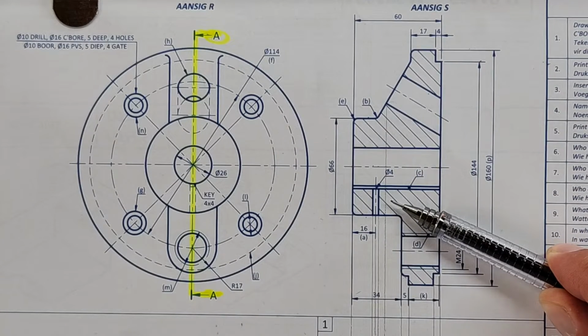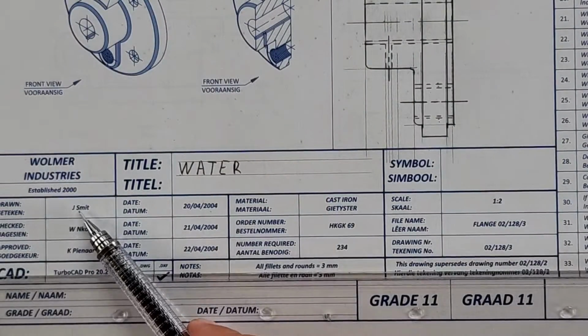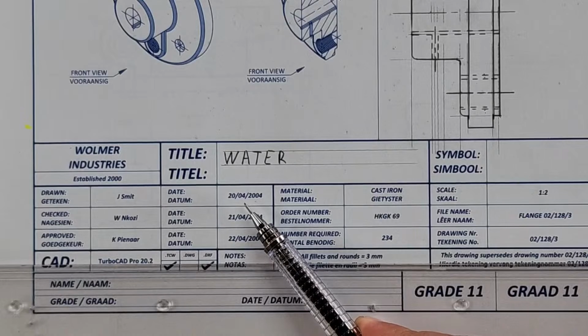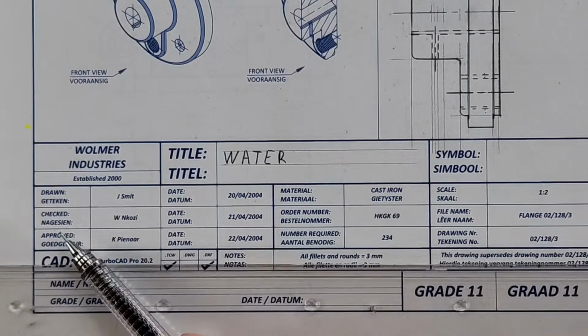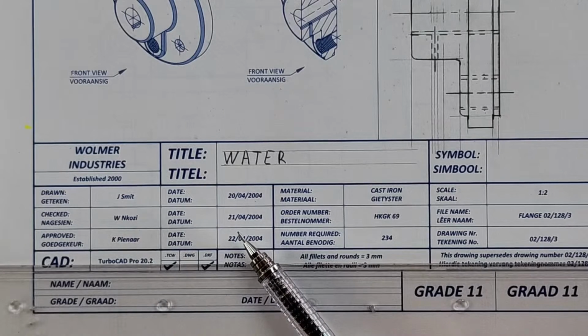Okay. Who made the drawing and when was it done? If you look at the bottom here, it was drawn by J. Smith and you have the date there as well. Who checked the drawing and when was it done? Checked by Mr. Nkosi and the date is again clearly available for you.